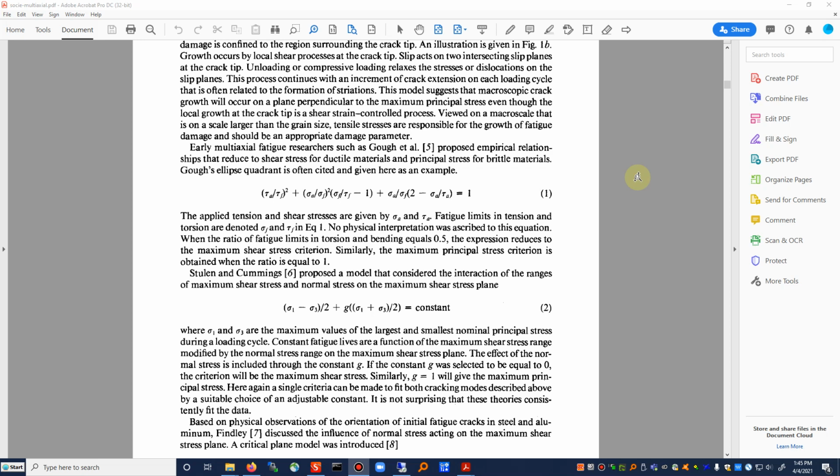Here it says where sigma 1 and sigma 3 are the maximum values of the largest and smallest nominal principal stress during the loading cycle. Constant fatigue lives are a function of the maximum shear stress range modified by the normal stress range on the maximum shear stress plane. The effect of normal stress is included through the constant g. If the constant g was selected to be equal to 0, the criterion would be the maximum shear stress. Similarly, if g is equal to 1, we'll give the maximum principal stress. Here again, a single criterion can be made to fit both the cracking modes described above by a suitable choice of an adjustable constant. It is not surprising that these theories consistently fit the data.